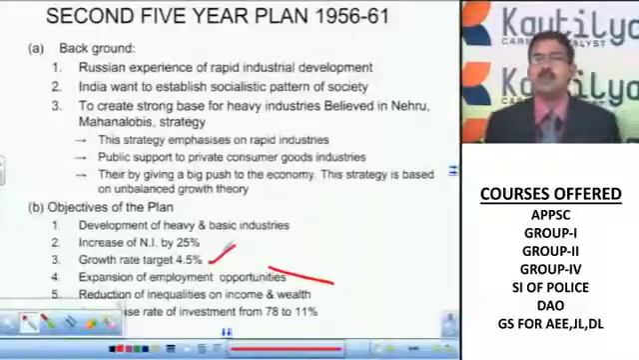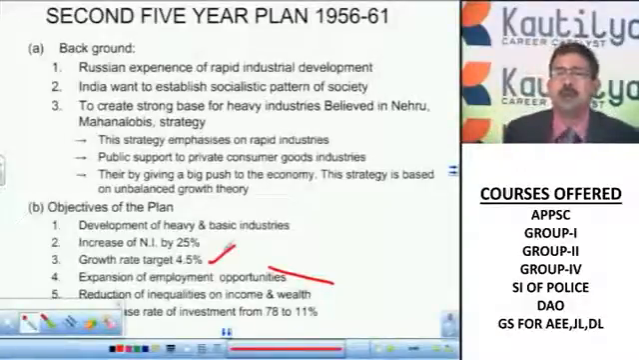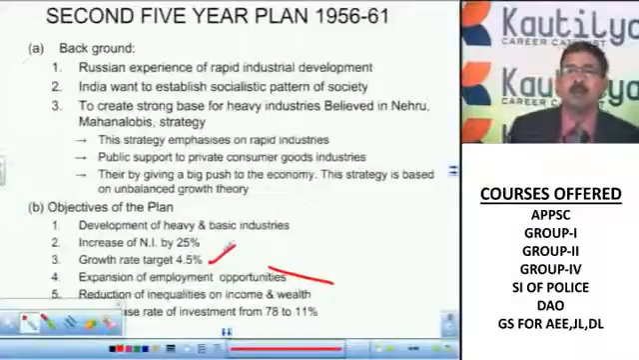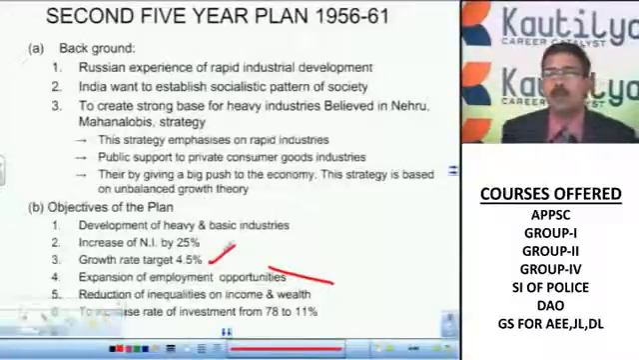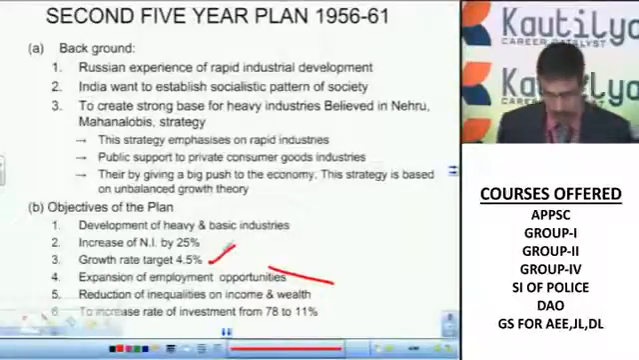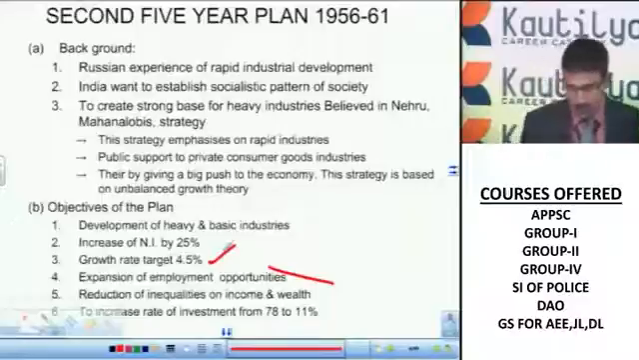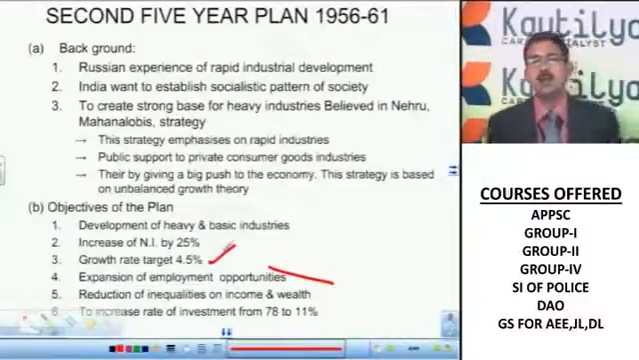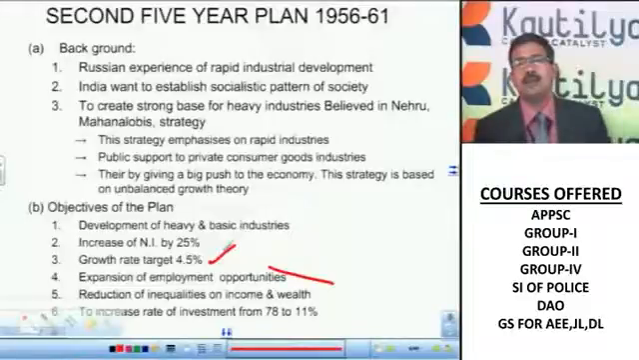It wanted to have the theory of the two-sector Mahalanobis model, later expanded to the 4-sector model, and finally to have rapid industrialization led by the public sector, to establish a socialistic pattern of society. So the second 5-year plan has an ambitious growth rate target of 4.5%. Whatever the strategy here, the strategy is said to be the Nehru-Mahalanobis strategy. What is it exactly? It is a two-sector model strategy.